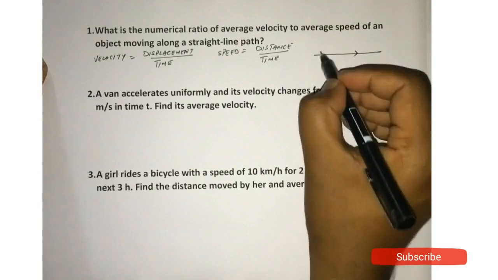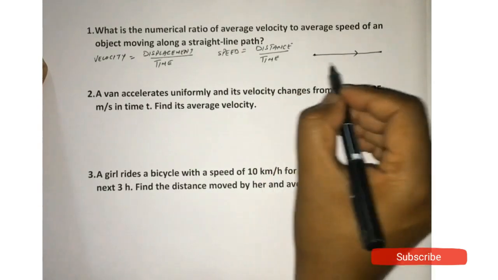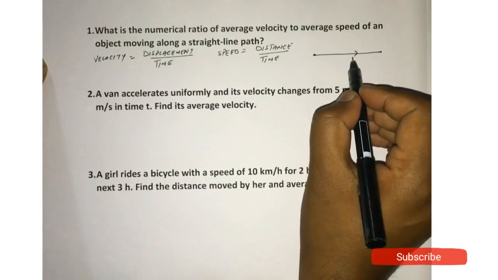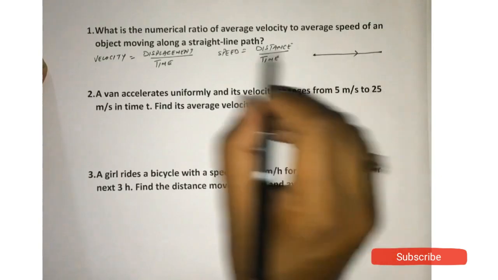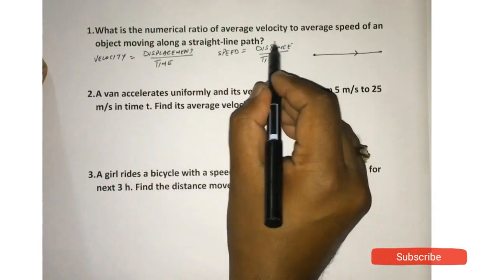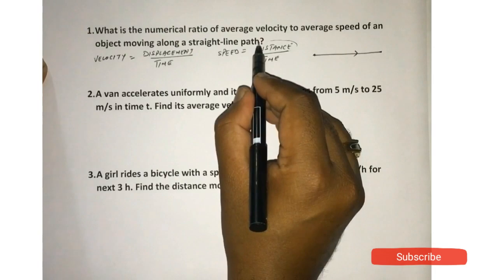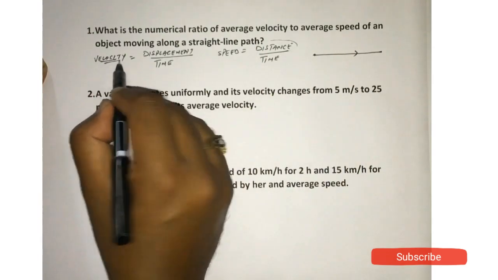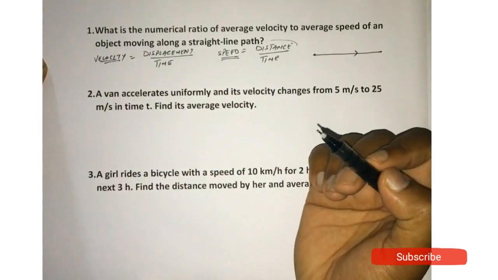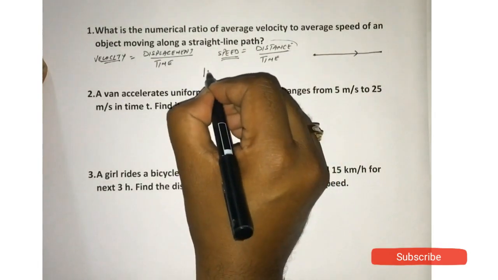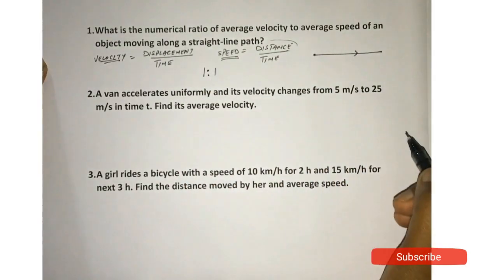Fine. Now, if the object is moving in a straight line, in one direction, in that case the distance and the displacement are both the same. So if the displacement and the distance are the same, velocity is equal to the speed. That's why their ratio becomes 1:1.